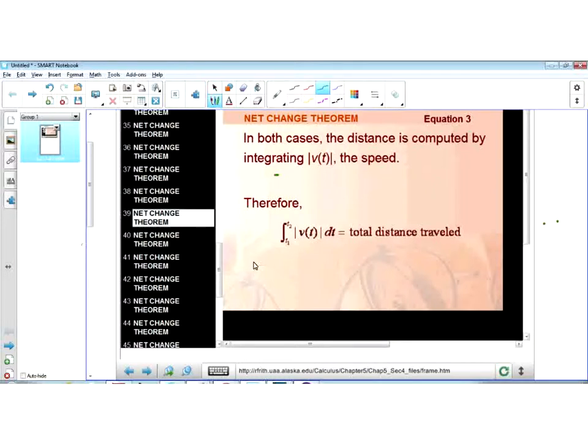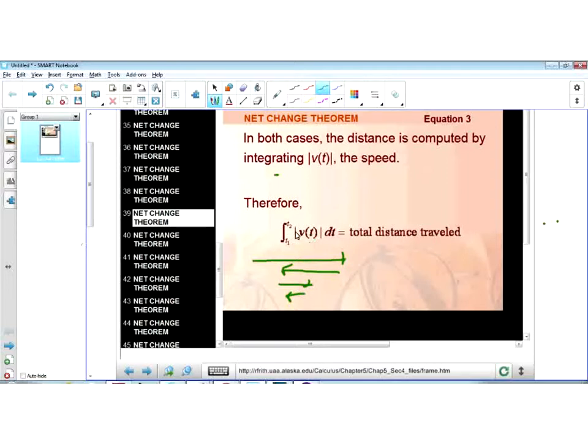Okay, so it's conceivable that an object travels this way. Okay, then it turns around and it travels this way. Then it turns around and travels this way. Okay, and then it zigzags back and forth like this. That could happen. But if you want to calculate the total distance traveled, you have to calculate the distance traveled along here, add that to the distance traveled here, add this distance to the cumulative distance so far, and then add this distance.